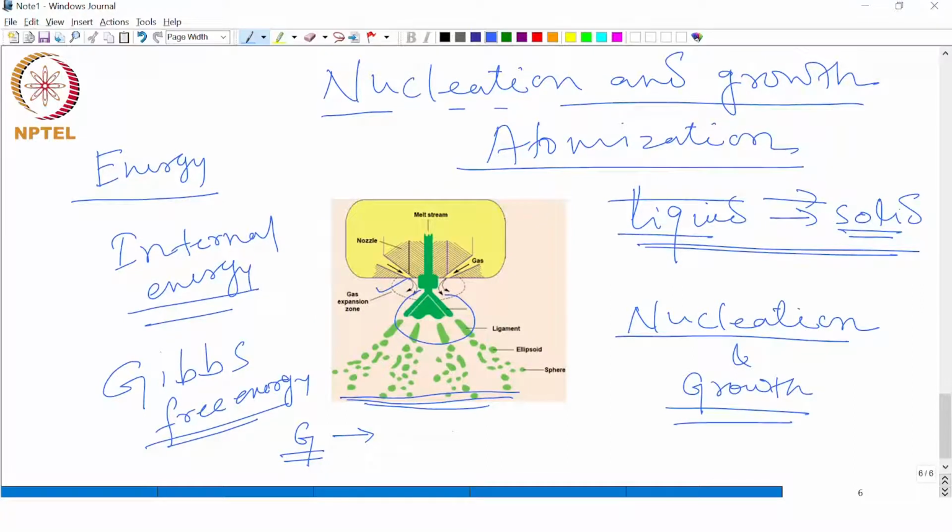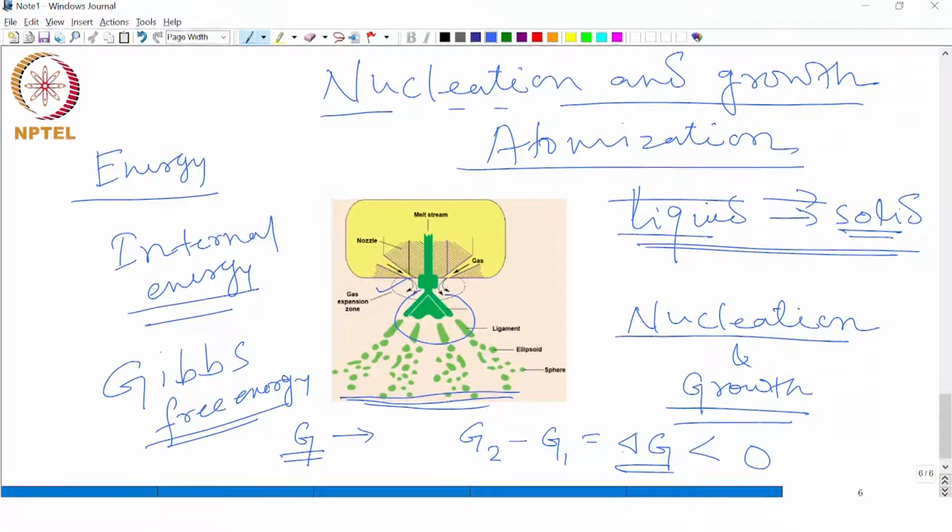In other words, going from state 1 to state 2, this delta G, whether it is negative or not. Okay. So, a transformation will happen or will proceed in the forward direction only when the delta G is negative.